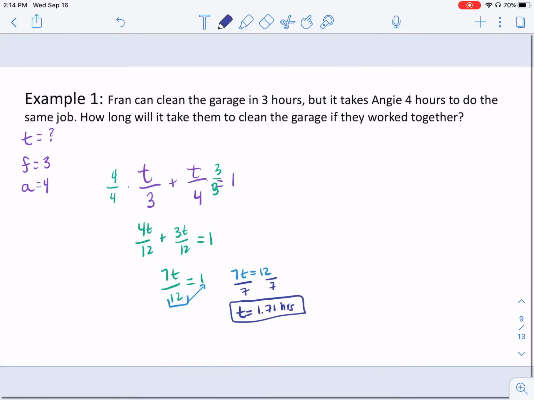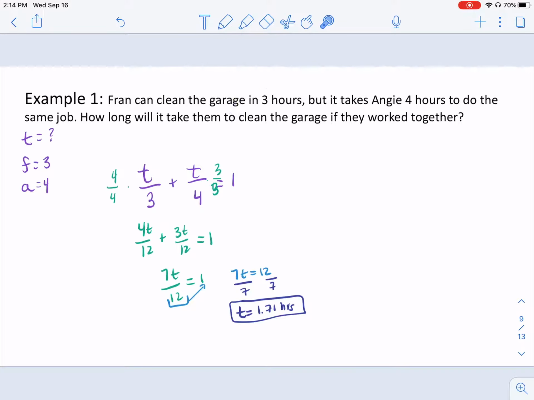In my mind, that makes sense because if they're splitting the job, they should both be doing about 50% of the work. However, Fran can work a little bit faster than Angie. And so half of Fran's time would be 1.5, and we have to correlate to the fact that Angie's half would have been 2. So this number is between 1.5 and 2. It's between their halves. So that's kind of a cool way of thinking about it. And so it would take them 1.71 hours to do it together.